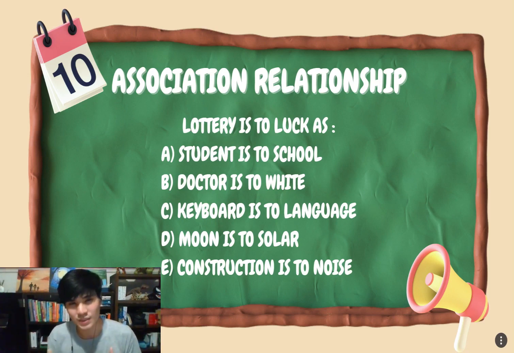Now, if you look at the choices, A, student is to school. That is possible. B, doctor is to white. Yes, if you are actually referring to the white coat which doctors usually wear, but it is quite vague. So right now, let's keep A as one of the choices and let's cut B out. C, keyboard is to language.